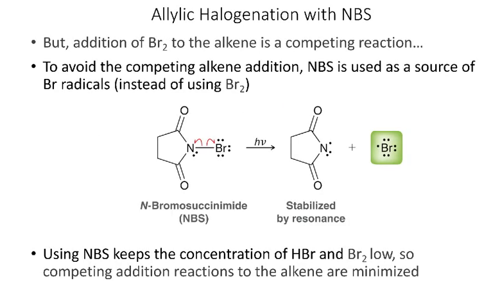Now, one potential issue of trying to do radical halogenation of an alkene is that we've got a bunch of Br2 present in the reaction mixture. And in the chapter on alkenes, we know that adding Br2 to an alkene is a possible reaction. And so to avoid this competing alkene addition, if we use this compound, N-bromosuccinimide, or NBS, this eliminates the problem of the competing addition of Br2 to the alkene. So this compound, NBS, serves as an alternate source of bromine radicals. So the reagents would be NBS and hν as opposed to Br2 and hν.